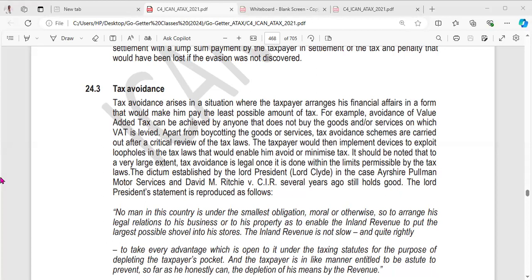So when a rat is trying to minimize his blocking out of the house, especially if it is not a church rat, it's a house rat, he knows that there is food and you are blocking him and he wants to come and eat, he looks for another hole to come through. So it should be noted that to a very large extent, tax avoidance is legal once it is done within the ambit of the law. It is legal when it is done within the ambit of the law.